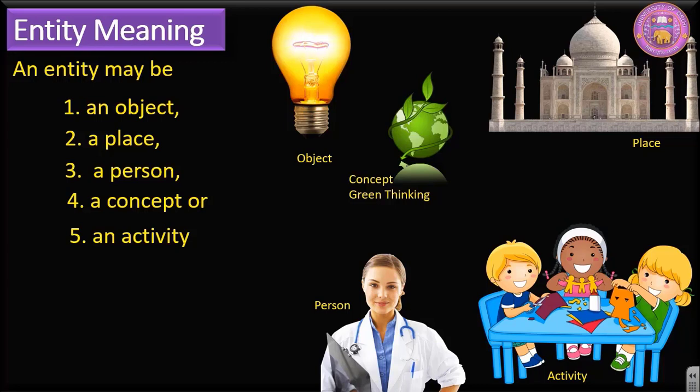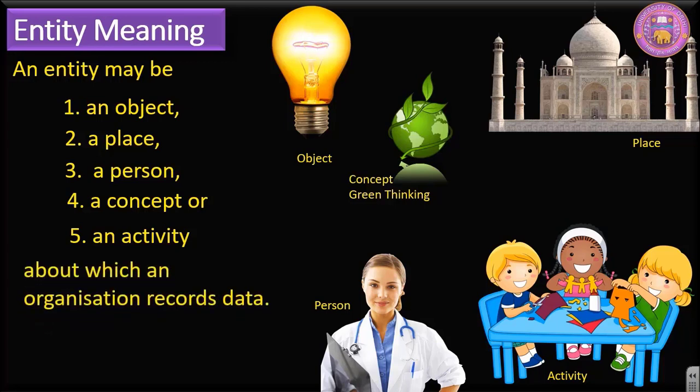So an entity may be an object, a place, a person, a concept, or an activity about which an organization records data. Again, an entity may be an object, place, person, concept, or an activity about which an organization records data.